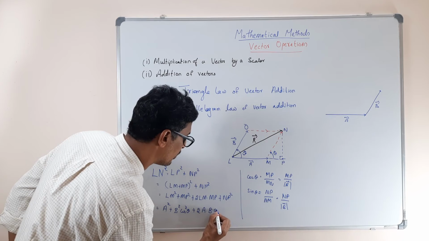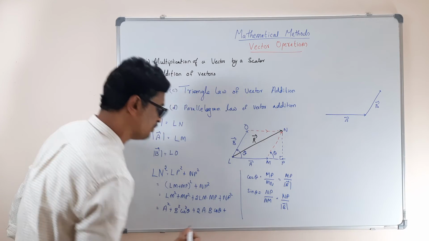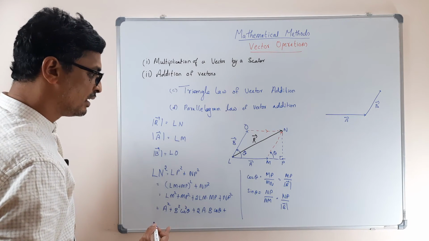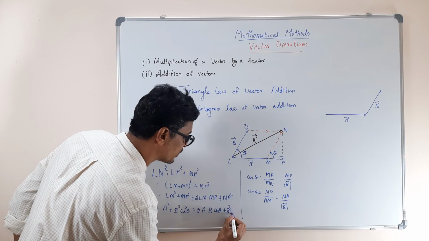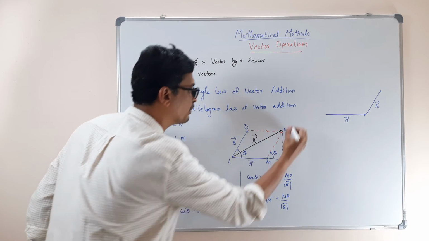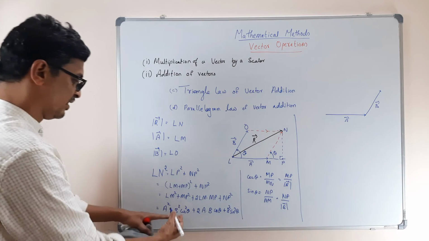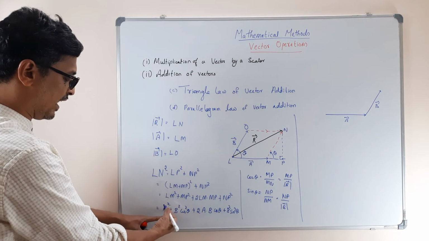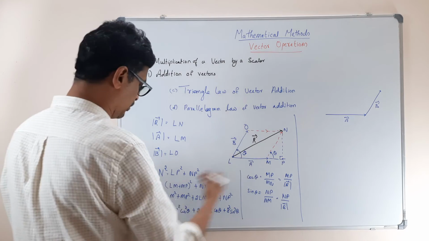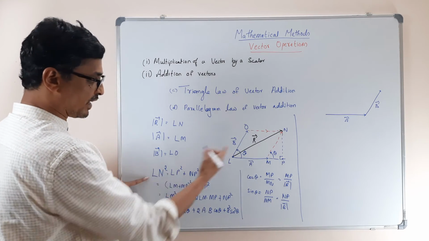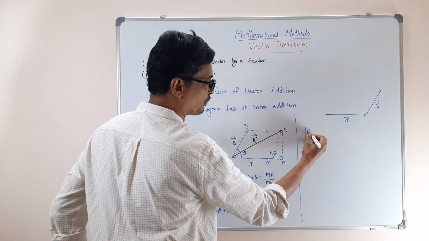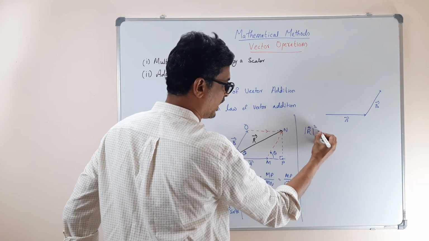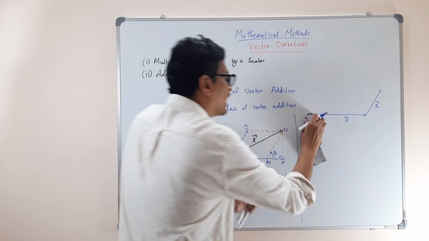Plus NP square. What is NP square? B square sin square theta. Am I right? So what you are going to get is LN square, where LN square is R square. Correct? Magnitude of R whole square, or simply write it R square.